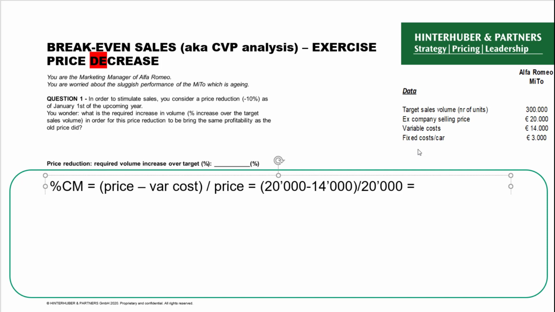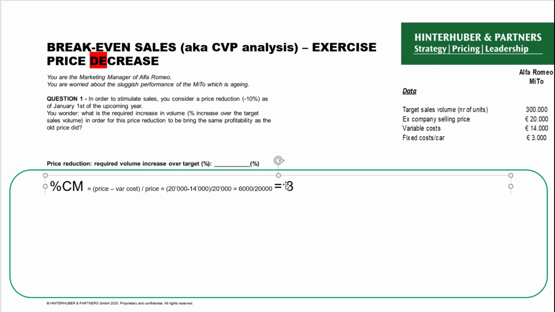So let's try to solve this. 20 minus 14 is 6,000. If you divide it by 20,000, you get your result, which is 30%. It would be 0.3, but that 0.3 is 30%. I'm specifying this because it has happened a lot of times during the exam that people would write 0.3 and then all of the calculations would be completely off, even if they use the right approach.